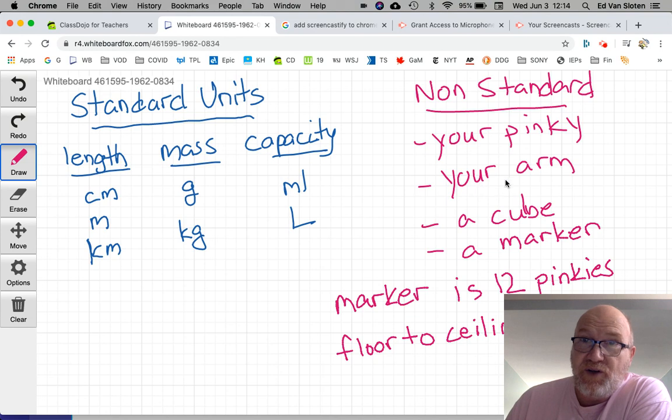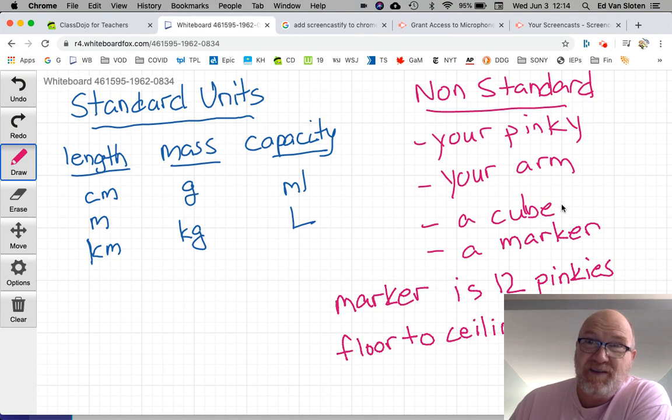The length of your arm, if you measure something with that. Obviously, my arm is going to be much longer because I'm an adult. So that would not be standard. If I say it takes 4 arms to go from the floor to the top of the door, well, it might take 8 of your arms because your arms are going to be tinier.